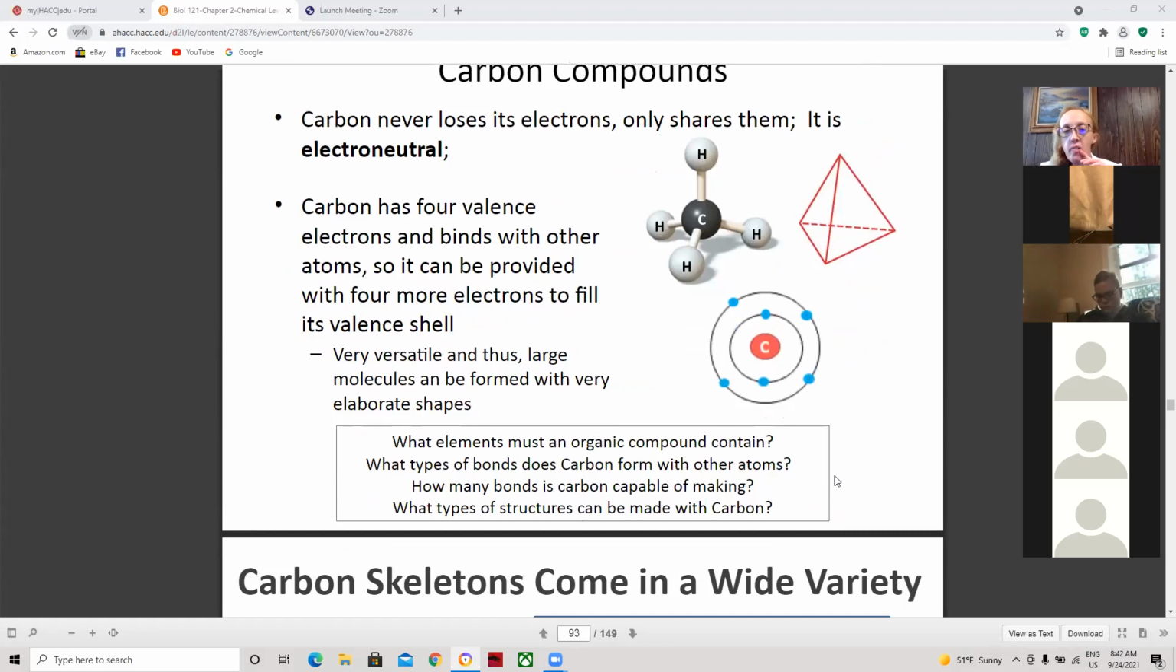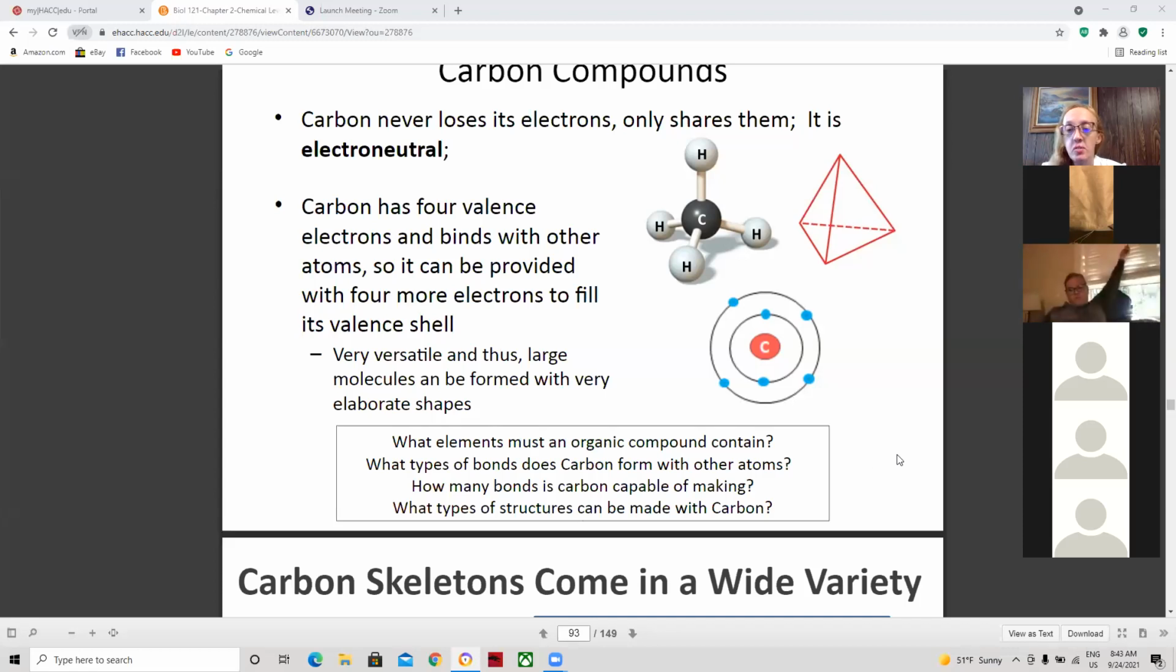So what elements must an organic compound contain? Go up and look, like on the 3rd slide up. Is that hydrogen, oxygen, or nitrogen? Nope, it's just hydrogen and carbon. Carbon, yeah. Just hydrogen and carbon.